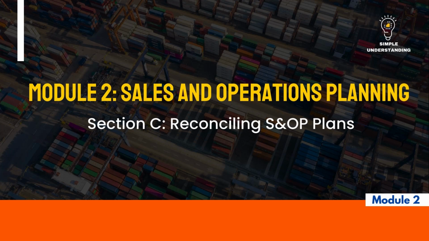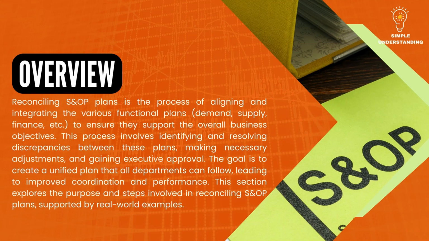Section C. Reconciling S&OP plans. Overview. Reconciling S&OP plans is the process of aligning and integrating the various functional plans, demand, supply, finance, etc., to ensure they support the overall business objectives. This process involves identifying and resolving discrepancies between these plans, making necessary adjustments, and gaining executive approval. The goal is to create a unified plan that all departments can follow, leading to improved coordination and performance. This section explores the purpose and steps involved in reconciling S&OP plans, supported by real-world examples.